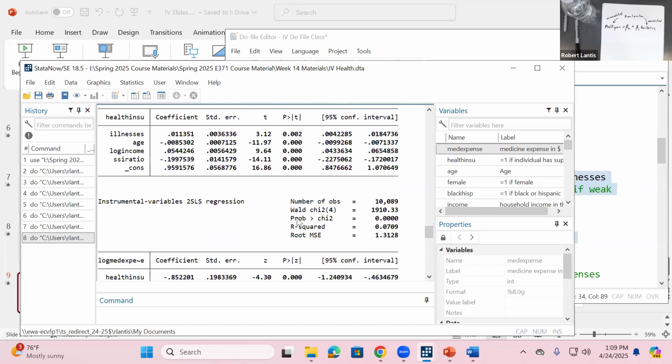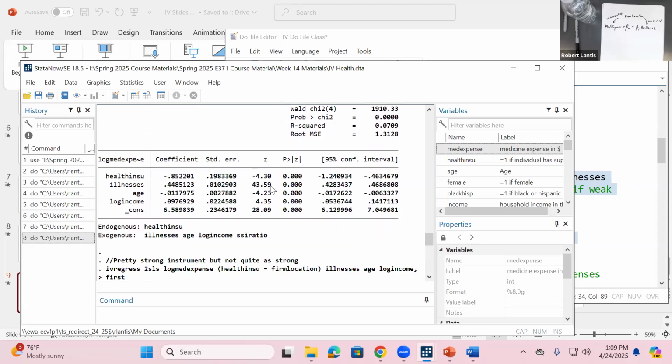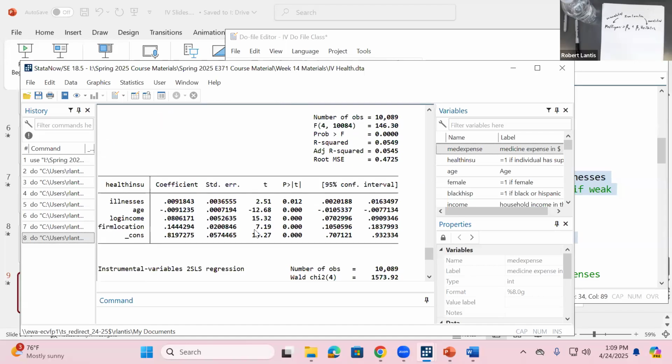Well, the p-values both look like zeros, but notice what's the test statistic on my instrument Social Security income ratio? Negative 14. What's the test statistic on my instrument firm location? It's about half as much. So the F statistic, or your p-value and test statistic on your instrument from that first stage, is what's going to tell you what's a stronger or weaker instrument. In this case, both the F statistic and the test statistic of the coefficient estimate on our instrument indicate Social Security income ratio is a little bit better of an instrument. Okay.